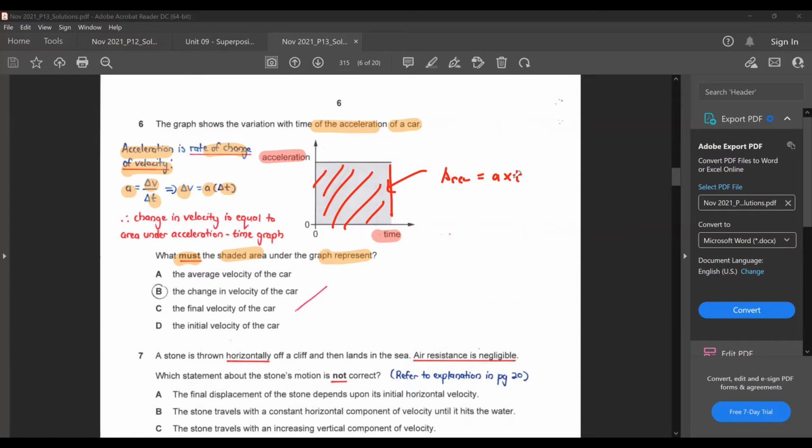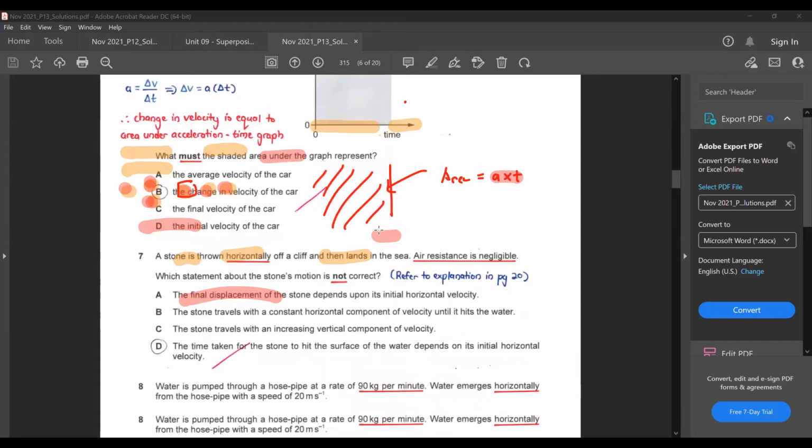We have to look at the definition of acceleration. Acceleration is rate of change of velocity. Change of velocity is actually acceleration times the change in time. So it's actually representing to us change in velocity. Okay, so the answer is B for number 6.